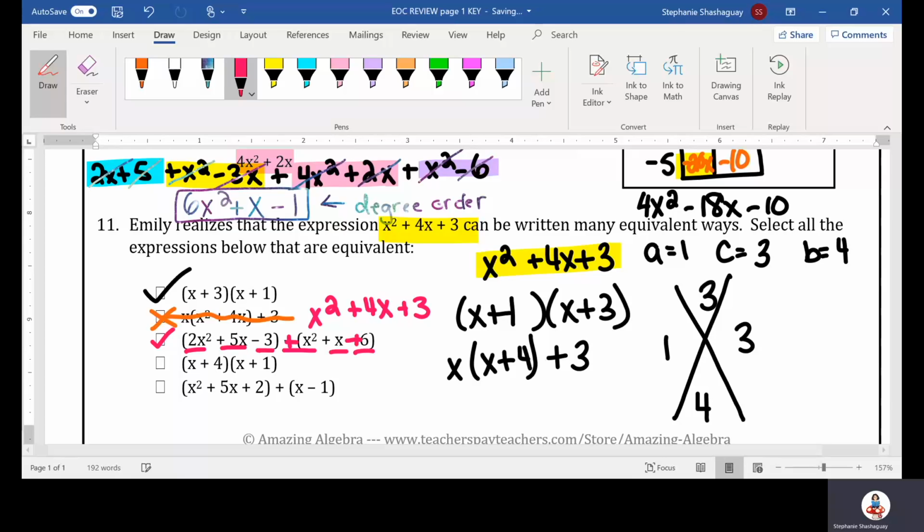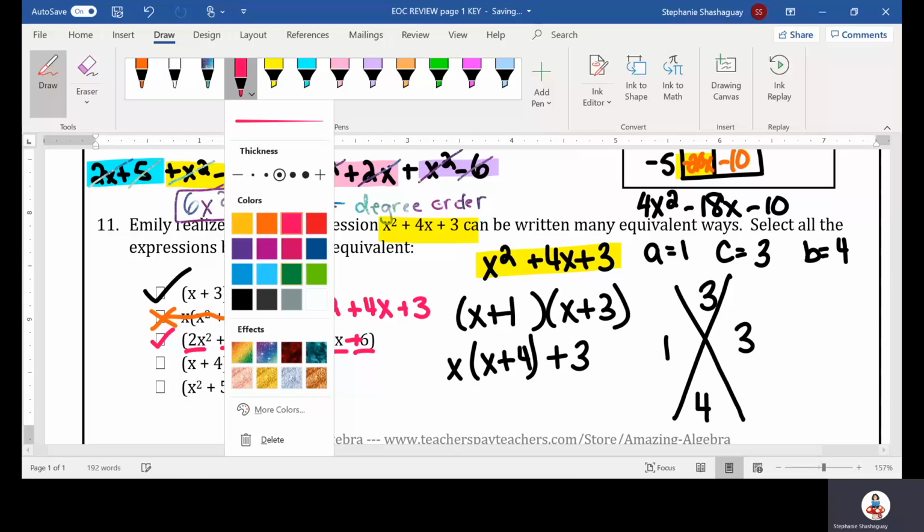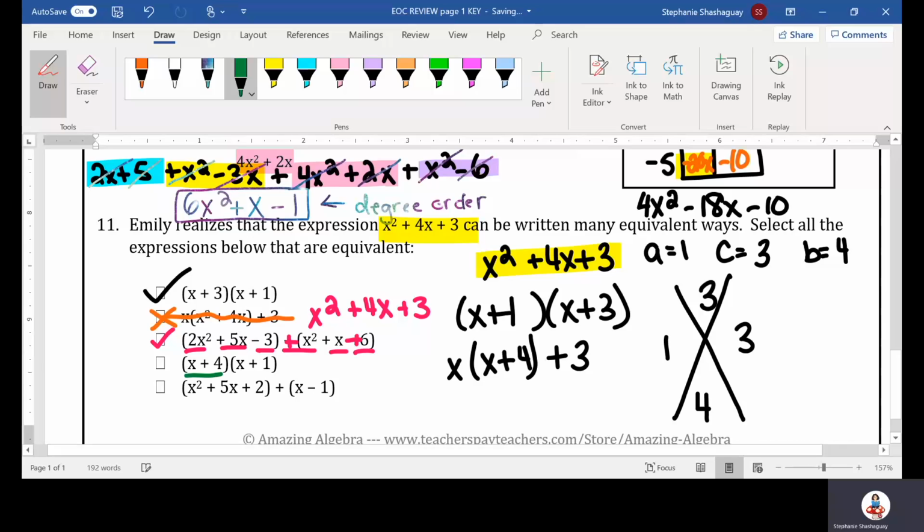If you look at our fourth option here, x plus 4 multiplied by x plus 1, well, you should be able to see that 4 times 1 is going to equal 4. And that's not the same thing as our positive 3 constant, so that is going to be wrong.